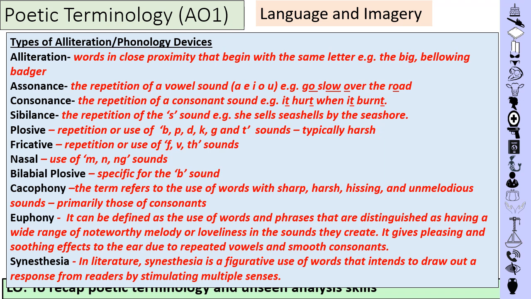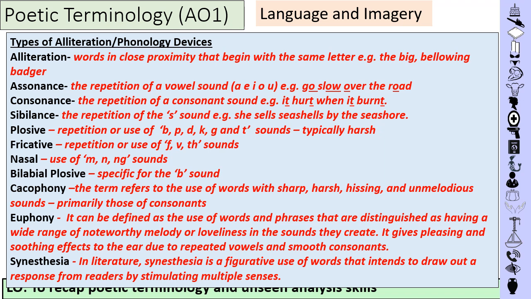Consonance, the repetition of a consonant sound. It hurt when it burnt, the T sound is consonance there. Sibilance, the repetition of an S sound, so she sells seashells by the seashore. Congratulations to me for being able to say that, well done. Plosive sounds, repetition of the B, P, D, K, G and T sounds, because they're typically harsh. And I always try and remember that as plosive. It's quite a harsh sounding word.